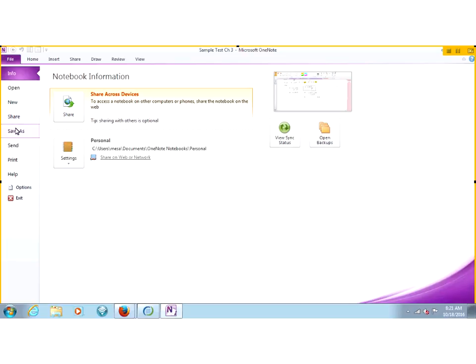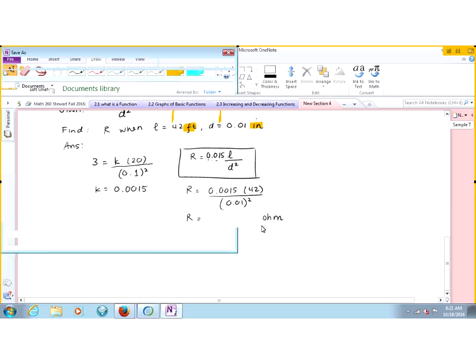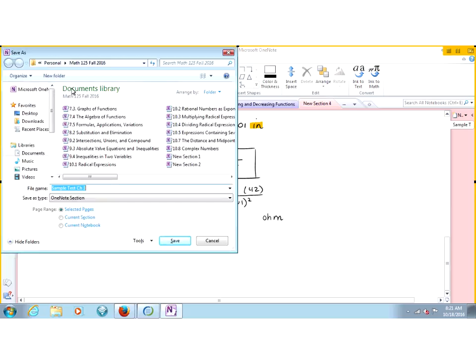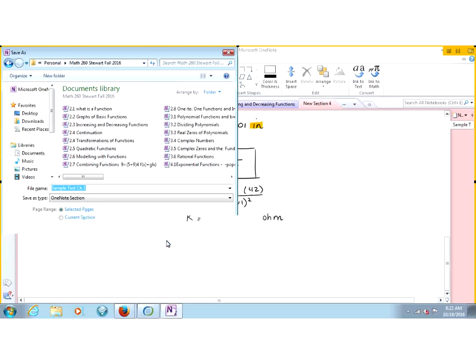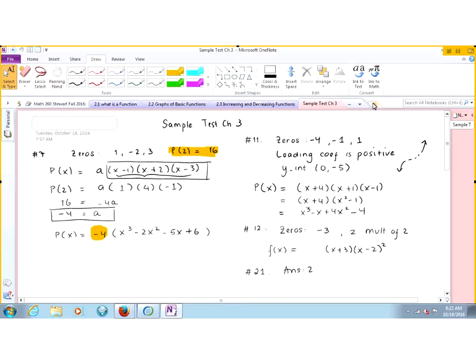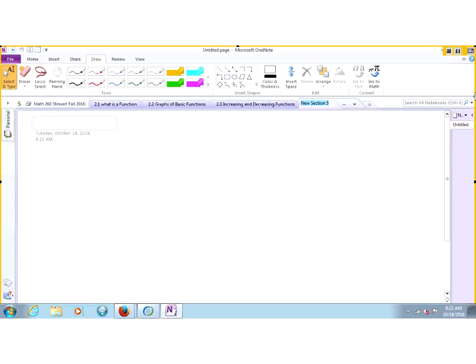All right, let me save this first, and then we will start. Save as. Okay. All right. So, 4.2 is logarithmic function.